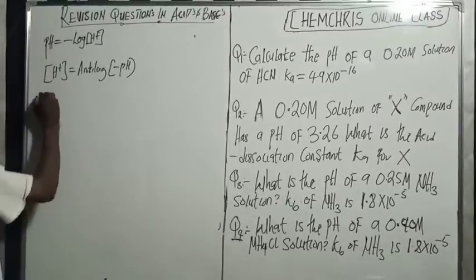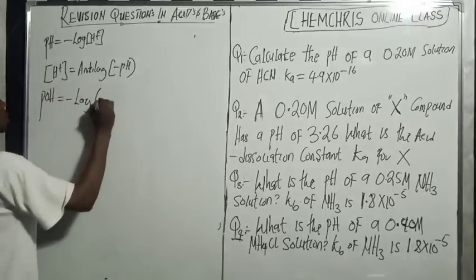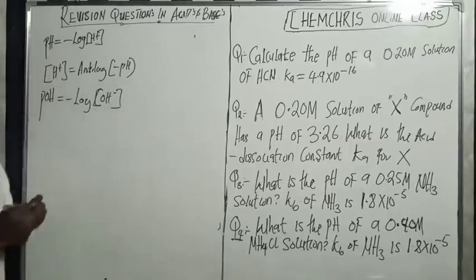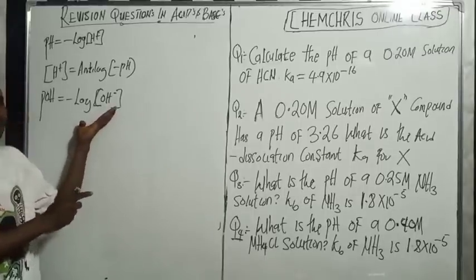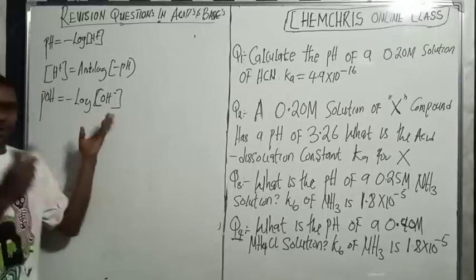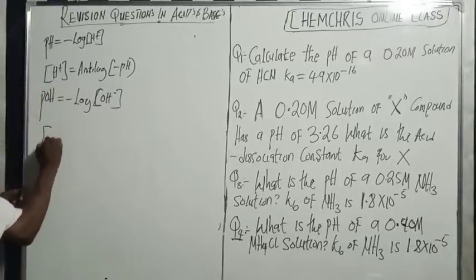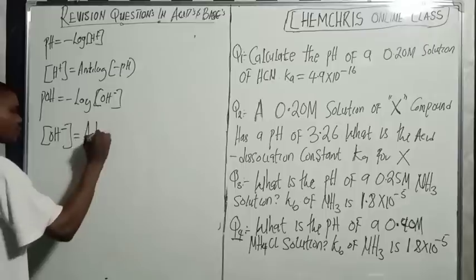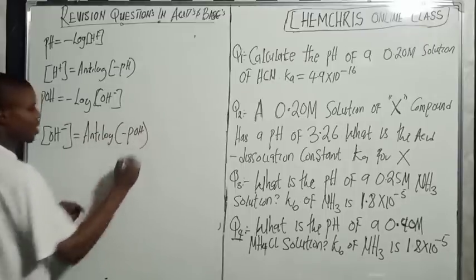So here we also have pOH equals minus log concentration of OH minus. Right. So if you are asked to calculate the pOH of a base when the concentration of the base is given to you, you can easily use this one in solving that problem. So here we have OH minus equals anti-log minus pOH. Can you see that?